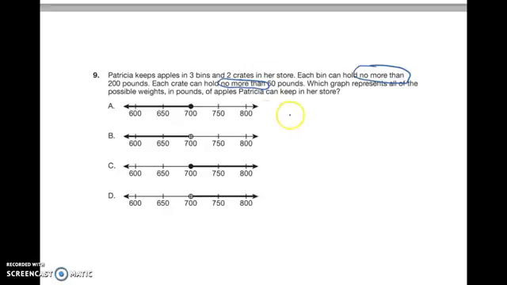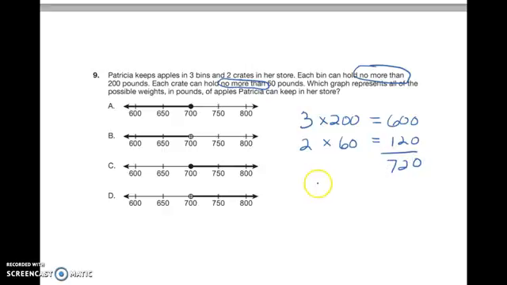So she has 3 bins. Each bin holds 200 pounds. So that's a total of 600 pounds total for the bins. 600 pounds or less. And then for crates, she's got 2 crates. And each crate carries no more than 60 pounds. So that's another 120 pounds. So that gives us 720 pounds maximum.